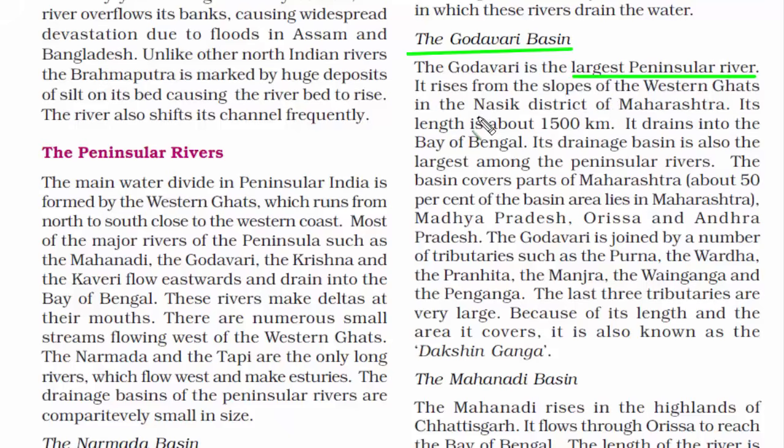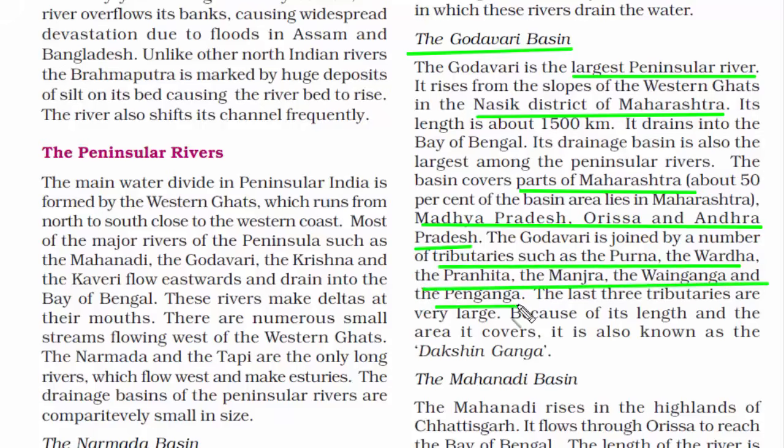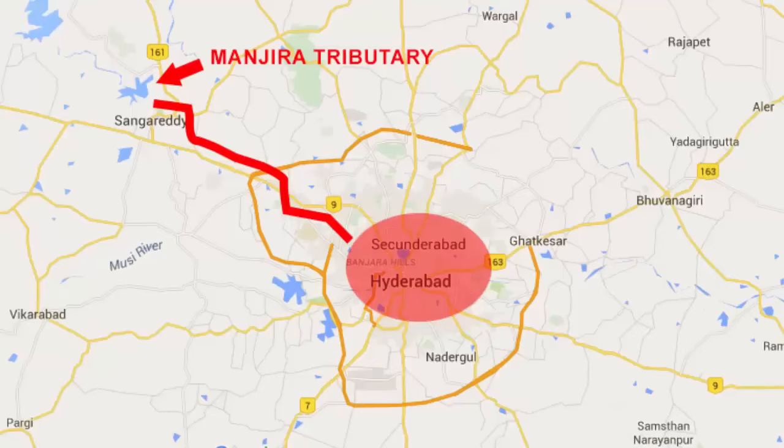So it starts from Western Ghats in the Nasik district of Maharashtra, then goes to Madhya Pradesh, then Orissa and Andhra Pradesh. And there are many small tributaries of Godavari such as the Purna, the Vardha, the Pranhita, the Manjara, the Vainganga and the Penganga. And just a quick fact, the city of Hyderabad gets drinking water from the Manjara.